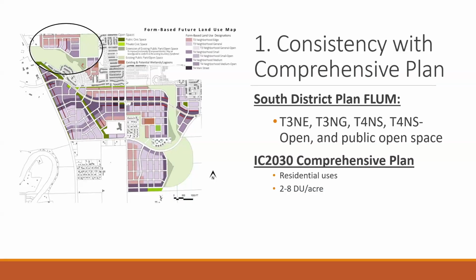The South District Future Land Use Map provides a general development concept for the South District. The Future Land Use Map recommends the same zoning districts that are being proposed today. Looking at the Future Land Use Map from the IC 2030 Comprehensive Plan, the subject area outlined above is designated for residential uses at 2 to 8 dwelling units per acre, which aligns with the requested rezoning, which will provide approximately 4.7 dwelling units per acre.